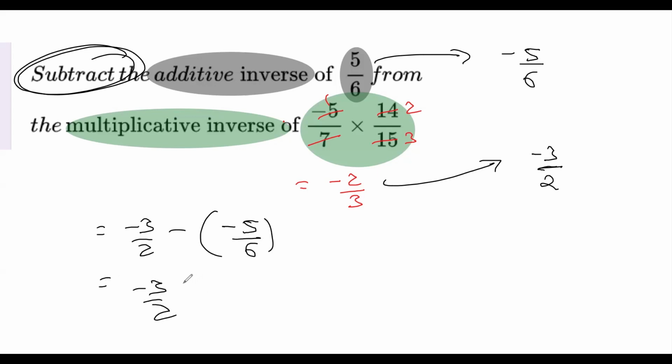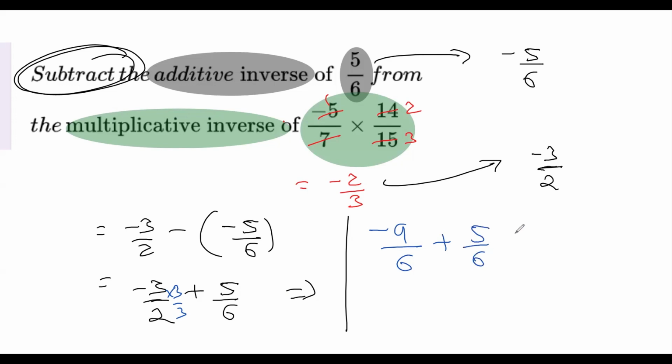On opening this bracket, these two signs will interact to give you a positive sign. It's positive 5 over 6. Now next, to simplify, we are going to make the same denominator. For that, I'm going to multiply this by 3. That gives you negative 9 over 6 and positive 5 over 6. So negative 9 plus 5 should give you negative 4, divided by 6.